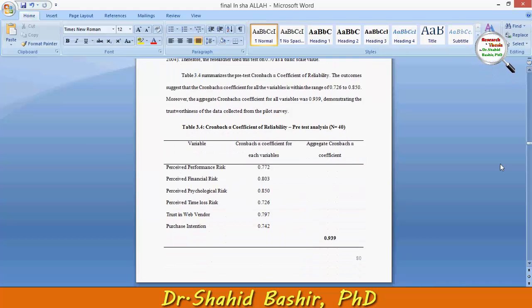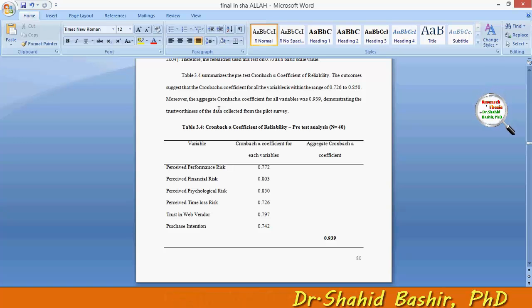Table 3.4 summarizes the pre-test Cronbach alpha coefficient of reliability. The outcomes suggest that the Cronbach alpha coefficient for all the variables is within the range of 0.726 to 0.850. Moreover, the aggregate Cronbach alpha coefficient for all the variables was 0.939, demonstrating the truthfulness of the data collected from the pilot survey.